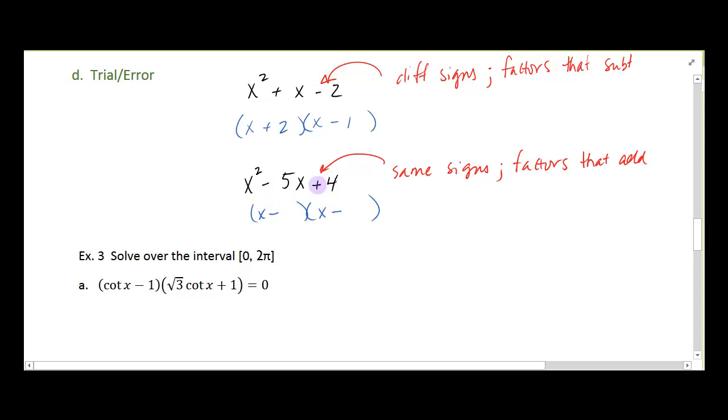The other thing this sign tells me is that I'm looking for factors that add to give me 4. It looks like an addition sign, and that's what I'm looking for. Factors that add to give me 4. And that would have to be a -4 and a -1 gives me a -5.